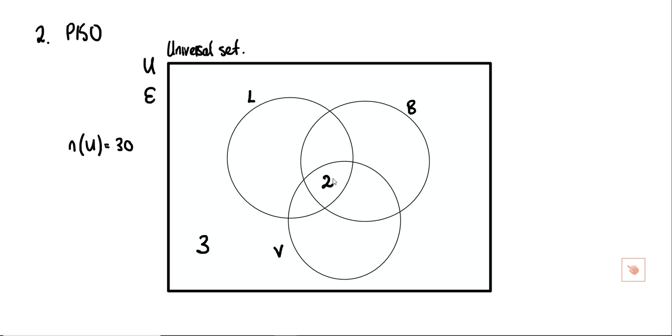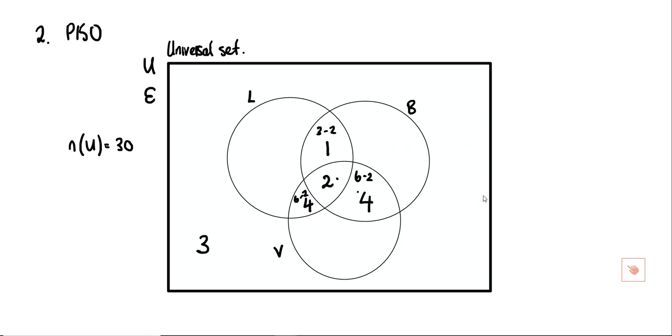Okay. 6 people play volleyball and basketball. So should I put a 6 there? No. Why not? Because we already counted 2 out of 10. Good. The 6 is in this region and in this region, so I should do 6 subtract the 2, which makes 4 people in that region. 3 play lacrosse and basketball, so 3 subtract the 2 makes 1. 6 play lacrosse and volleyball, so again 6 minus 2 makes 4.